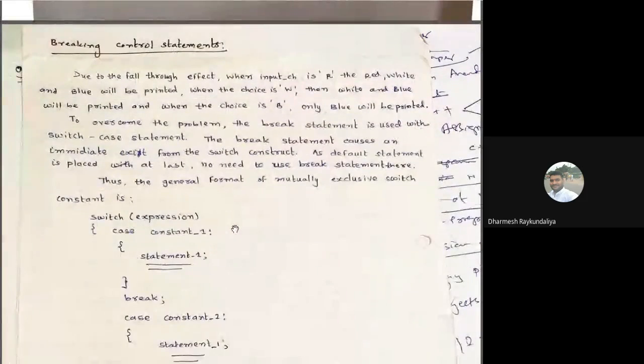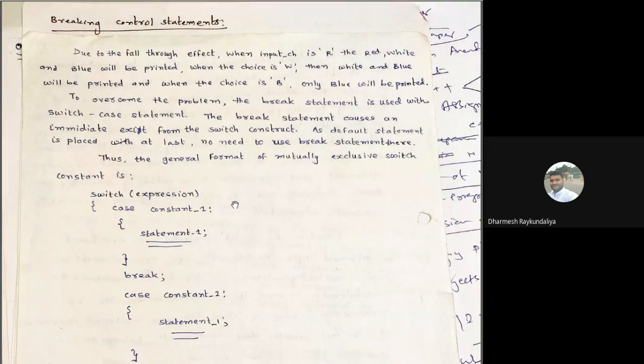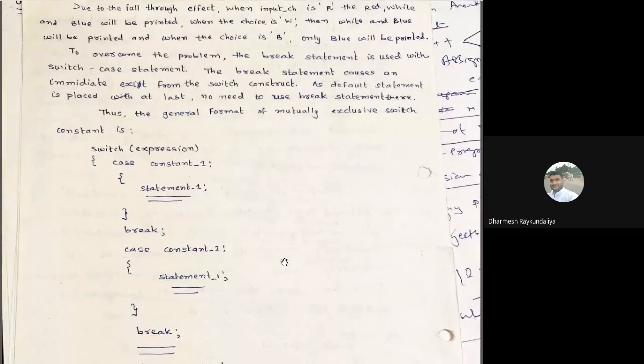That means I am looking for some break of that particular fall through effect. So to overcome this problem, the break statement is used with the switch case statement. The break statement causes an immediate exit from the switch construct. As the default statement is placed at last, no need to use a break statement there. So as soon as you give the break, what happens? The compiler will understand that you have to exit from the switch case expression.